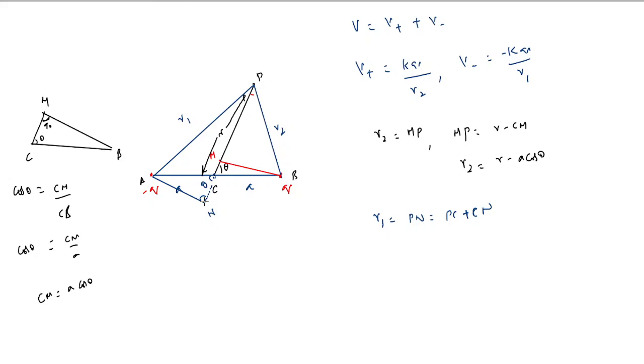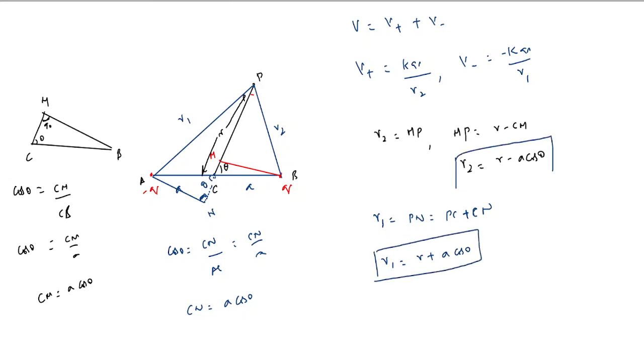Let's find what CN is from this triangle. Again from here, this is the right angle. From this triangle, cos theta is the adjacent side, which is CN, by the hypotenuse, which is AC, that is a. Therefore, CN is equal to a cos theta. That gives us R1 is equal to PC, which is nothing but R, plus CN, which is a cos theta. So we found out what R1 and R2 are.